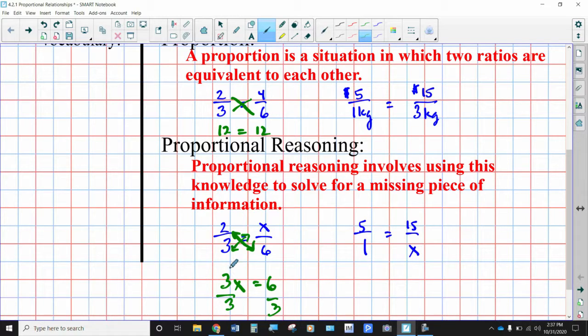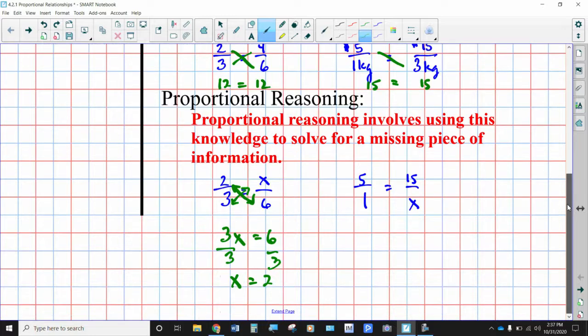That's a basic foundation of proportional reasoning. Same thing here, 15 times 3 is 15, and 1 times 15 is 15. So with that in mind, if we know whenever two fractions are equivalent to each other, their cross products will be equal, then I can use that as a part of my proportional reasoning.